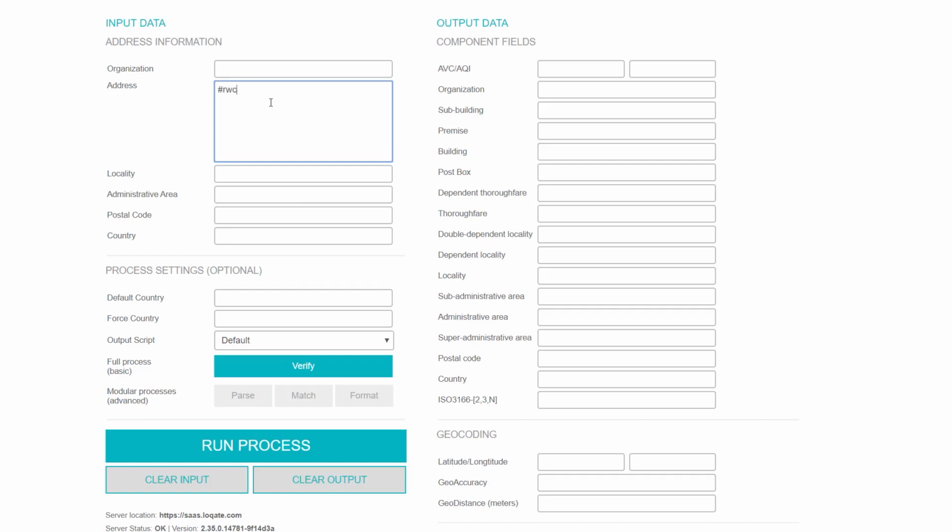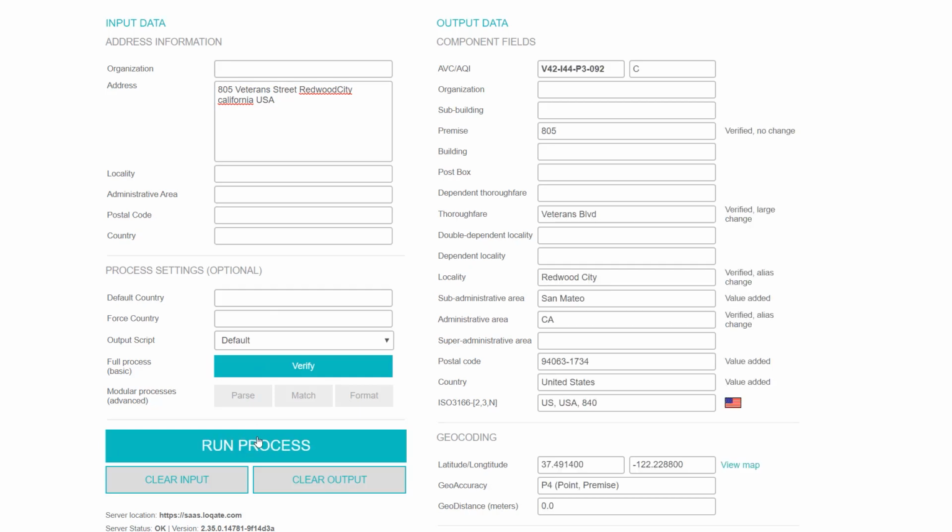Let's start with our first example of 805 Veterans Street in Redwood City. Notice how that's scrunched together. California all spelled out in USA. Simply a matter of running this and you'll see the results on the right hand side. Notice that 805 was broken out into its premise and the street in Veterans Street was changed to Boulevard. And the reason that was is because there is no Veterans Street in Redwood City. It is in fact Veterans Boulevard.